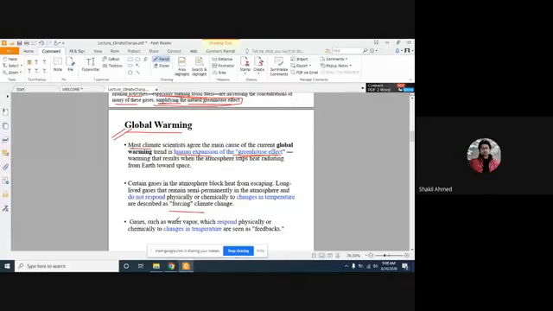And gases such as water vapor, which respond physically or chemically to changes in temperature, are seen as feedback. So there are two terminologies. One is forcing, and another is feedback.